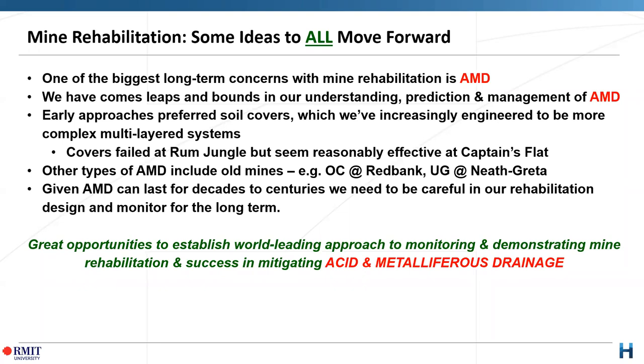And certainly we've come a huge long way. From sites like Rum Jungle and Captain's Flat, we've now taught ourselves that, yes, we can get very serious impacts on our aquatic ecosystems and on communities, and we need to be really careful in how we go about engineering our rehabilitation approaches to sites that have acid mine drainage risks. With sites like Rum Jungle, we've learned that the very simple two-layer cover systems are not enough. They don't work. So we have to go to much more complex multi-layered systems, like four, five, or six layers. And some of these learnings are what we'll be applying to sites like MacArthur River.